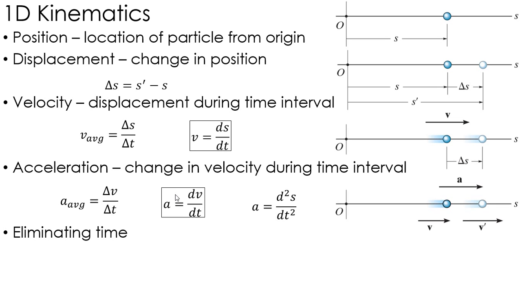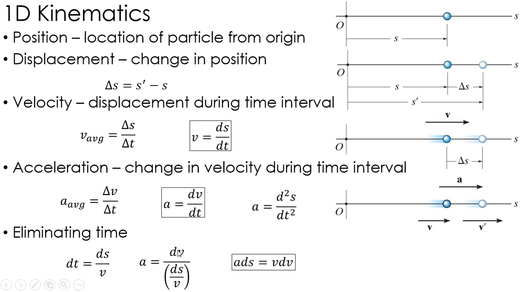However, a lot of times it's useful to get rid of time altogether. So here's what I'm going to do. I'm going to take the first equation, v equals ds/dt, and solve it for dt. So I bring dt to this side, bring v down to the other side. I'm going to take this dt and plug it into my acceleration equation shown here. So rather than a equals dv/dt, it's going to be dv divided by ds over v, just like I have here. Now I can rearrange this equation a little bit, bring ds to this side, bring v up to the top, and I get the following equation, a ds equals v dv.